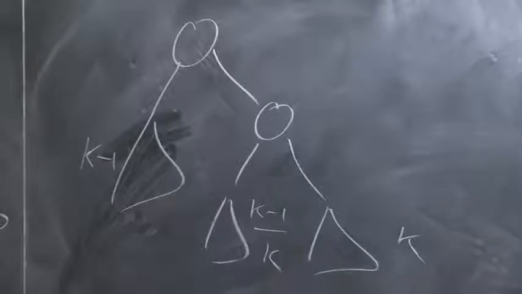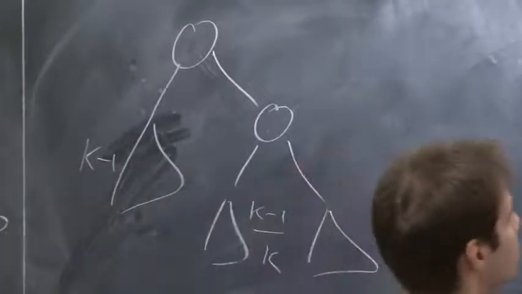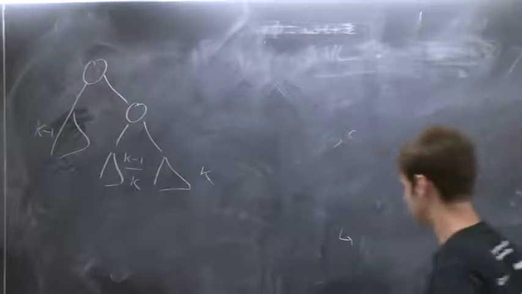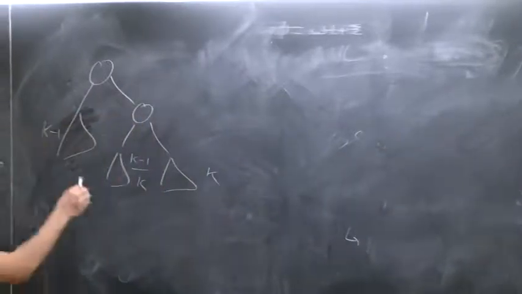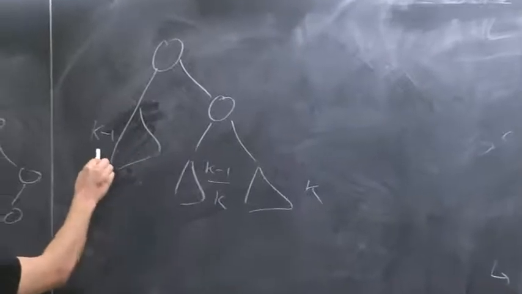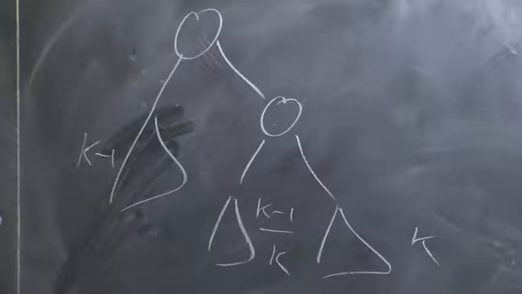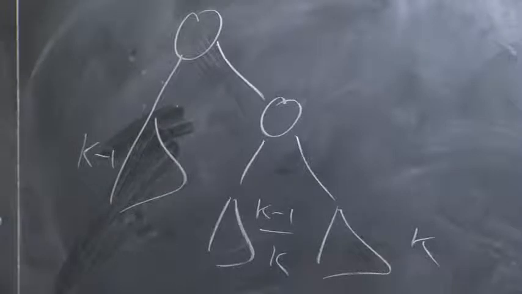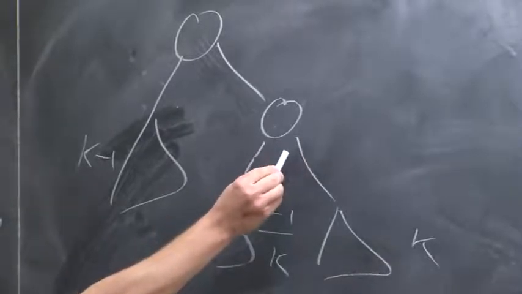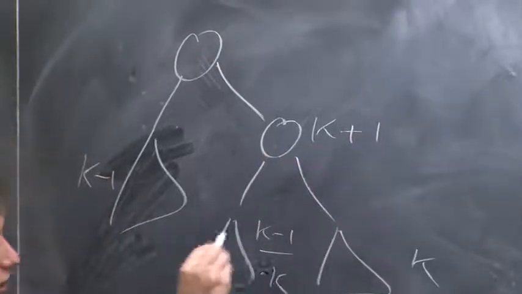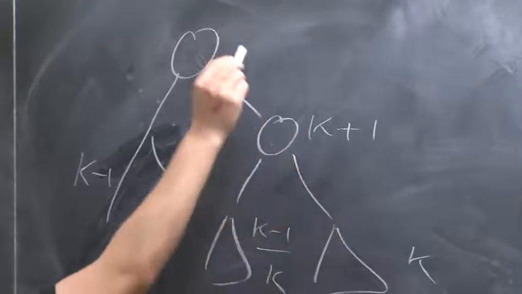So suppose we call rebalance on this node. We know that the nodes here have heights k minus 1. This is k minus 1 or k, and this is k. I want to call rebalance here. Let's first figure out if it's an AVL tree or if there's something wrong with it. What's the height here? No matter what the height is here, the height here has to be k plus 1. What's the height here?